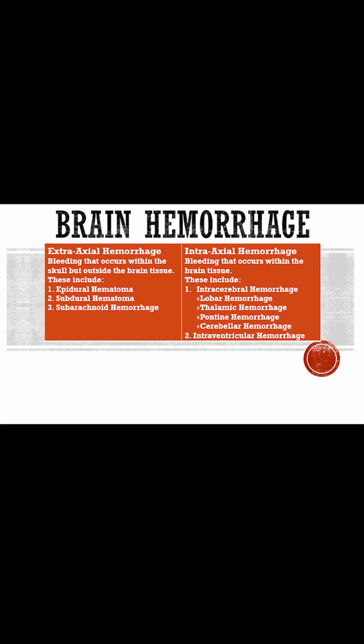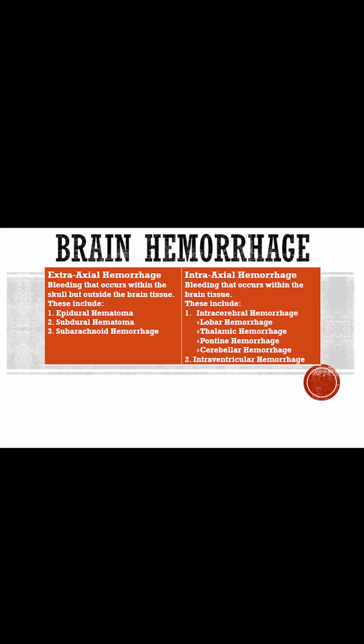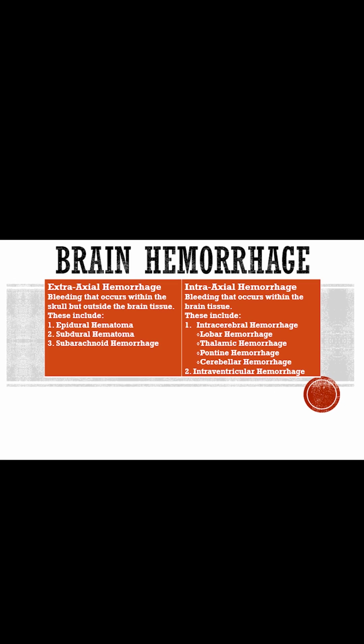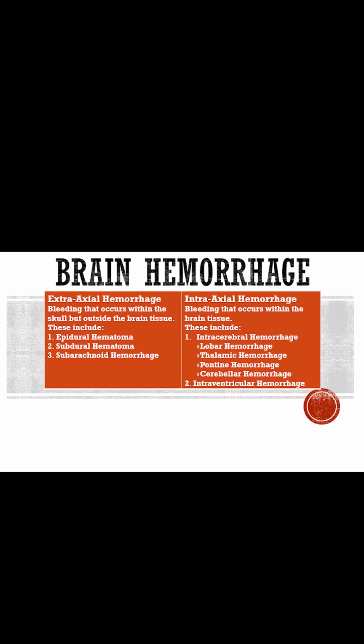Now coming to intra-axial brain hemorrhages. So intra-axial hemorrhage occurs when there is bleeding within the brain tissue. And there are two subtypes, the intracerebral hemorrhage and the intraventricular hemorrhage. Now let's discuss the extra-axial brain hemorrhages in detail. First of all, we're going to talk about the epidural hematoma.